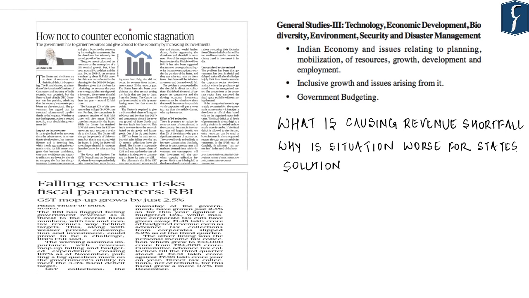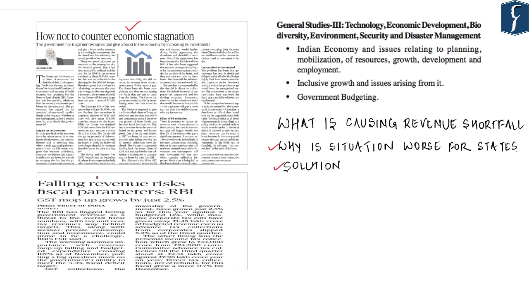Now, this first article has been published on page number 10, How Not to Counter Economic Stagnation. The article talks about the increasing fiscal deficit of both the center and the states, why this revenue shortfall has been created, and why the situation is even worse for the states. The article also suggests solutions which can enable the government to get rid of this problem.